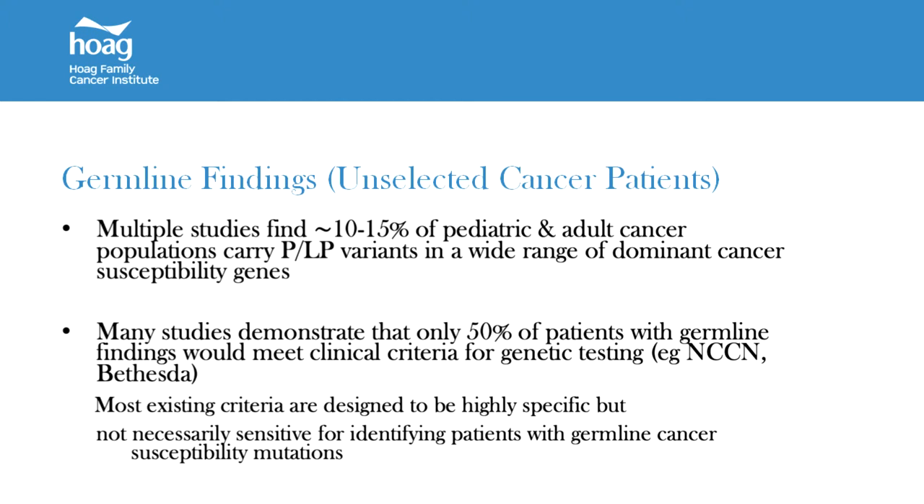All right, what about those patients that have no family history of cancer? They have cancer, but there's no family history. And so we're talking about these unselected cancer patients. Multiple studies have been done, and about 10 to 15% of these pediatric and adult cancer populations carry a pathogenic or likely pathogenic variant in a variety of these dominant cancer genes. And then, when we look at the risk models that we use, in hindsight, retrospectively, many of these studies demonstrate that only 50% of patients with germline findings would meet clinical criteria for genetic testing. So it means we have to do a better job. We have to come up with better ways of looking for patterns and doing the due diligence to identify these patients. And the reason for that is because it's more specific rather than sensitive.